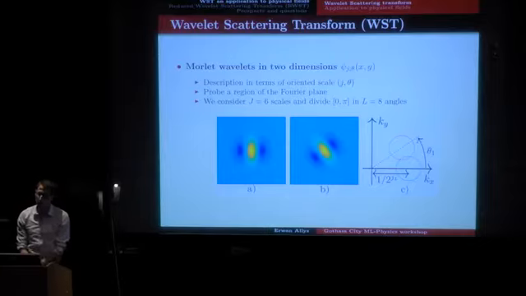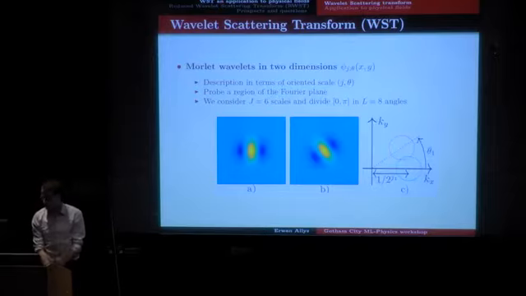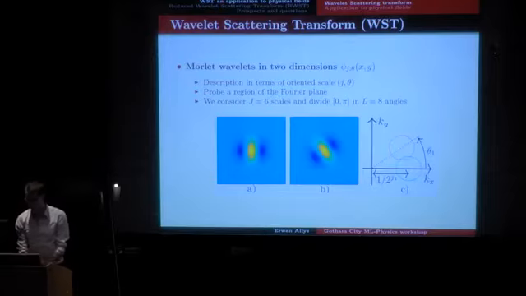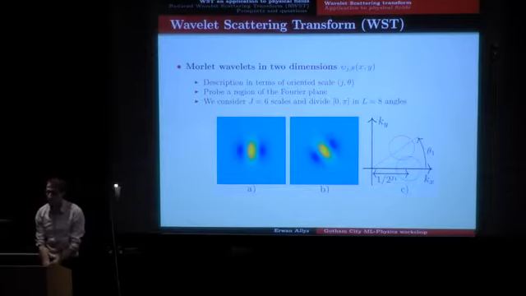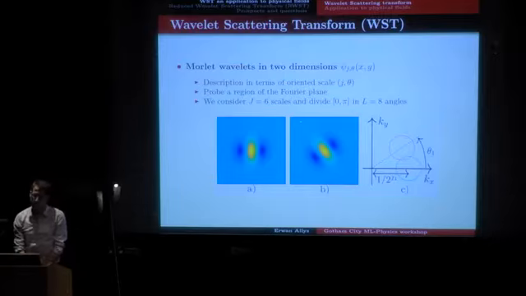Here we choose to consider 6 scales and divide the half plane into 8 angles. It's the choice we made, and we will follow this convention for the whole talk. It means that our wavelets are able to sample the whole Fourier plane up to the size 2 to the J. Here, it will be 32 pixels, in fact.